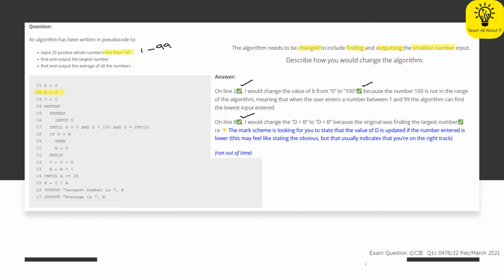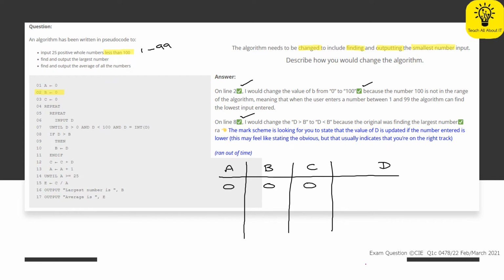If I look at this one, what I can do is go, okay, so I've got A, B, C, and D. I can just draw a little line across here. Now A, B, and C are all set to 0 at the very beginning because you need an initial value. Technically I can see down here that these are being used for a particular reason. So A is a counter. It's telling us how many times we've been around the loop, because actually we're in a repeat until, not a for loop. So the counter is going to help us with the average.